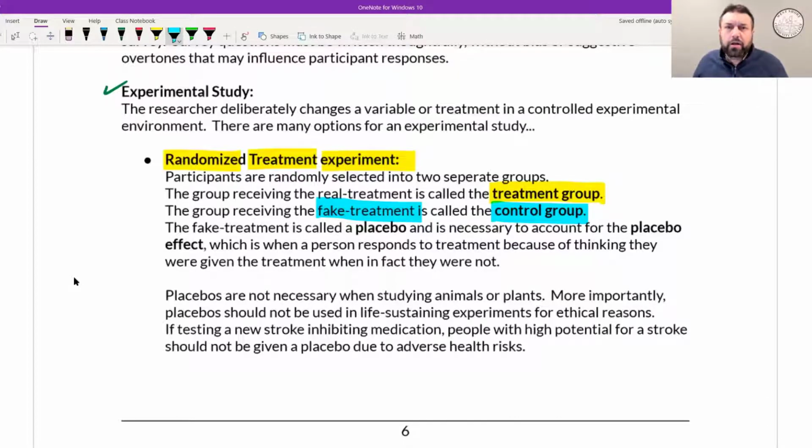It's a sugar pill, and it doesn't impact their system at all, because you've got to know who gets the real treatment and who is in the control group. The reason you do this is because of something called the placebo effect. The placebo effect is the idea that you respond to something more psychologically rather than physically.